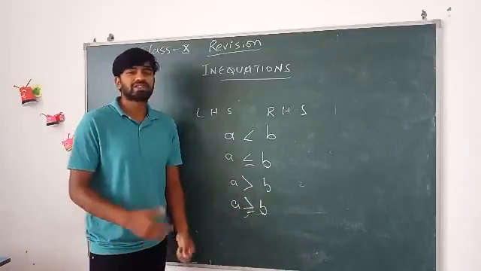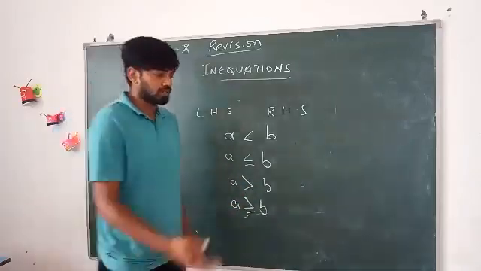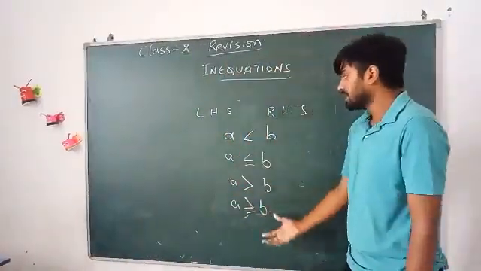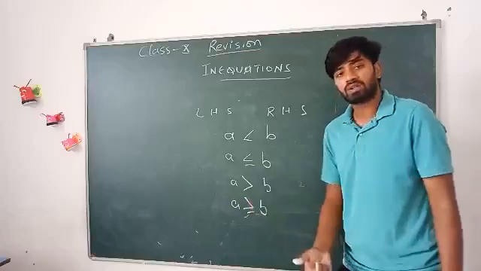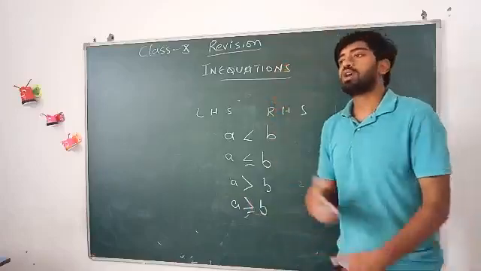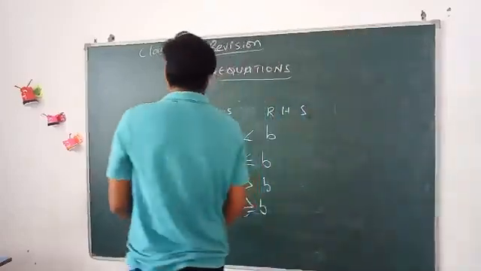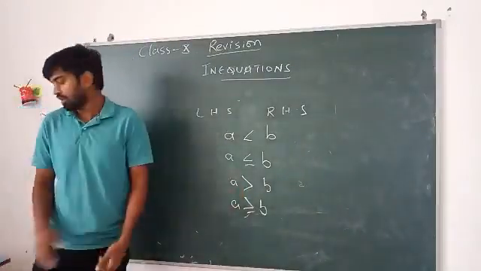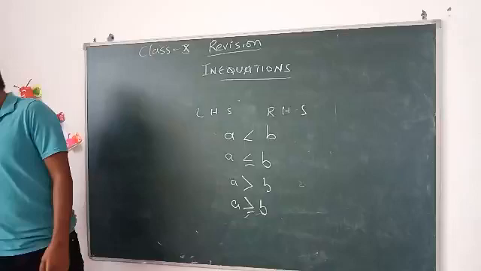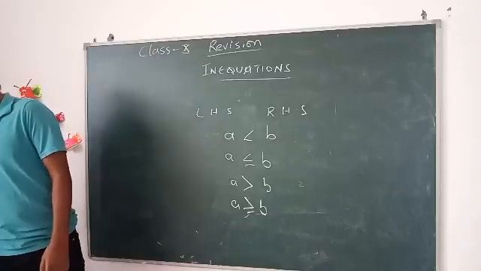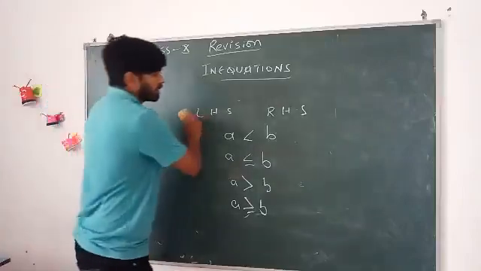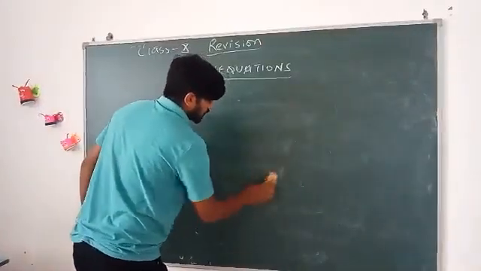This you might have studied in the very small junior classes, class 1 and 2, less than, greater than and equal to signs. But when this sign comes in the middle, then it is called an inequation. So you have already learned inequations, but we are just going through a revision and how to solve an inequation. We'll do some questions on inequation. We'll do two questions, maybe.